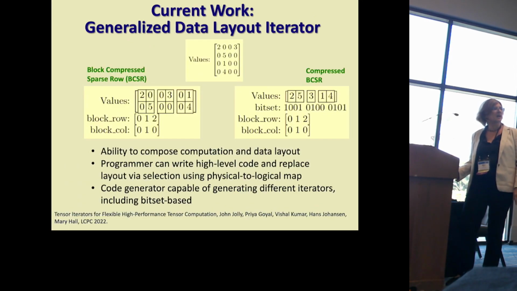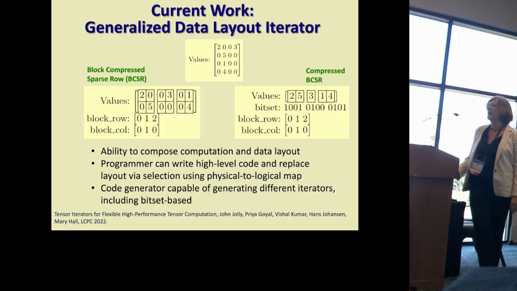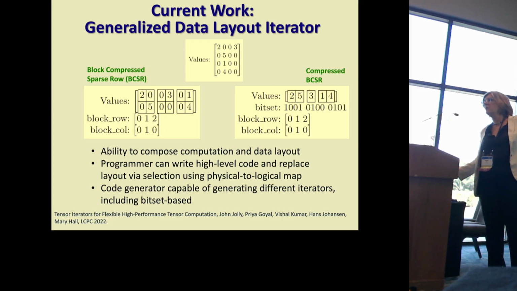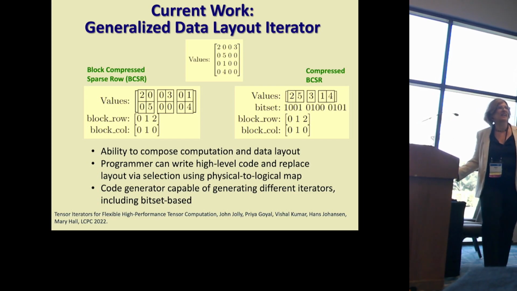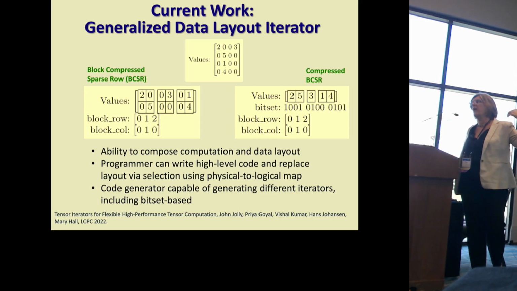So current work is looking at other kinds of layouts. This is looking at block compressed sparse row, which is a very standard block layout, and then one that's designed for very sparse blocks, the compressed block compressed sparse row. And when you do the one on the right, you have to look at the bit set and find the next bit, and so the iterator looks very different from doing a polyhedral scan.